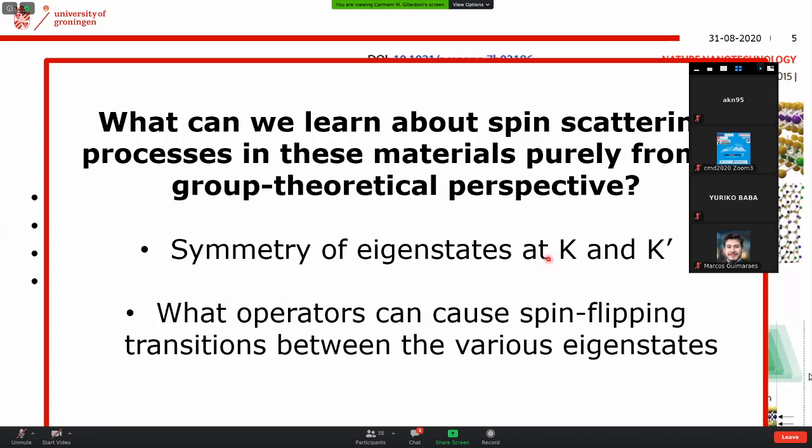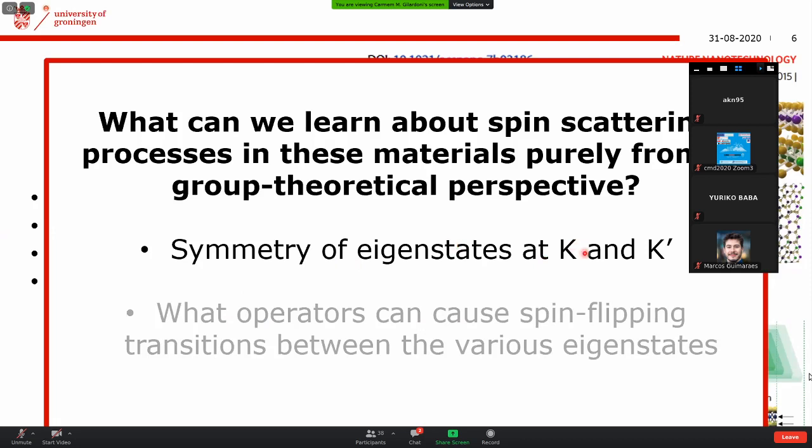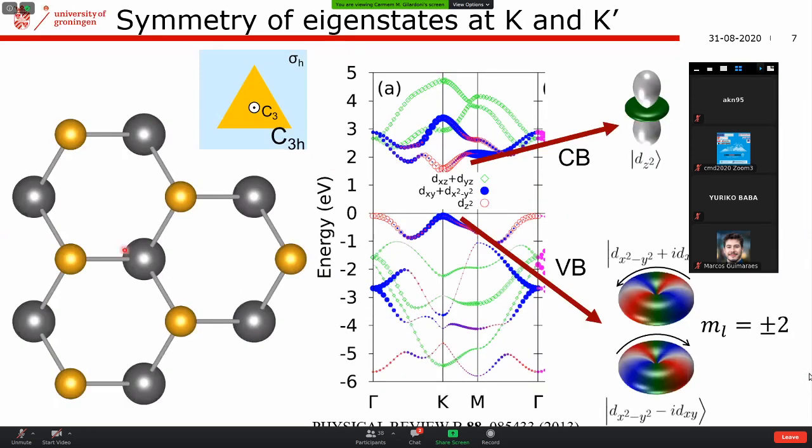So if I want to start by looking at the symmetry of the eigenstates at the K and K prime points, all the ingredients I need are actually here, right? These TMDs have a lattice structure that is hexagonal, like many of you know, and it's shown here. And the symmetry of this lattice at the K and K prime point is actually given by this C3h point group. And this is the point group that I will use from now to the end of the talk to obtain these selection rules that I mentioned.